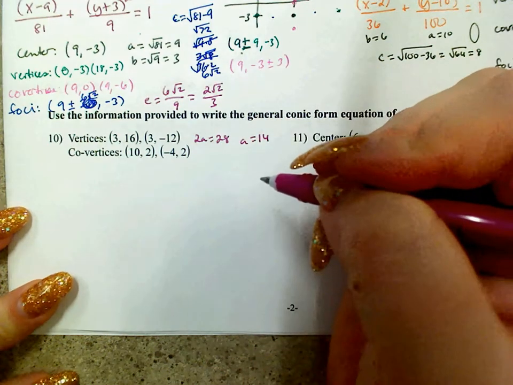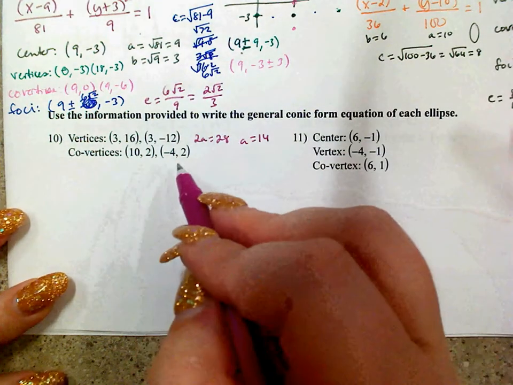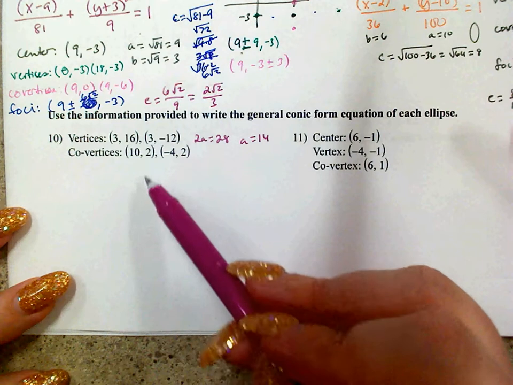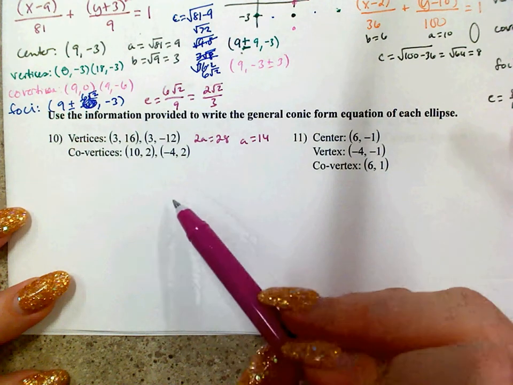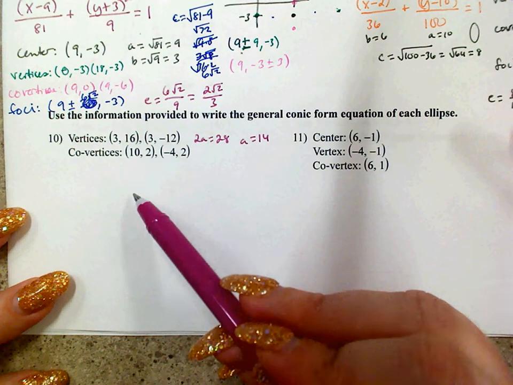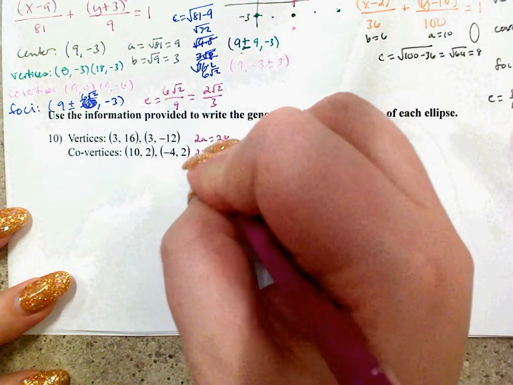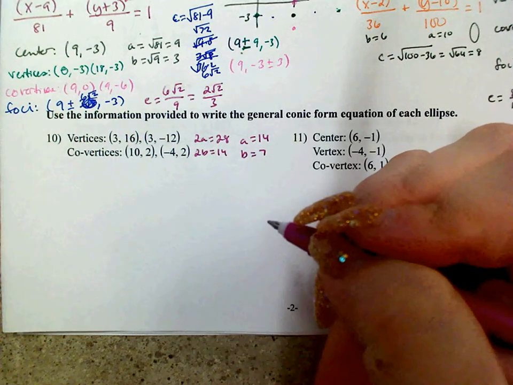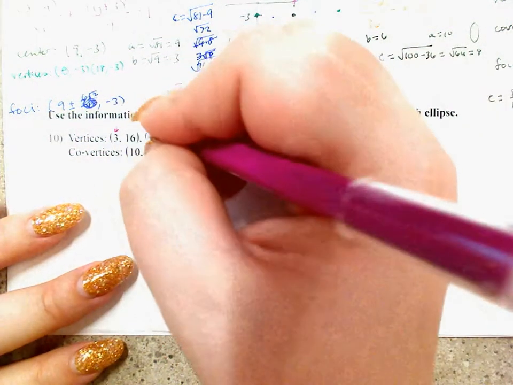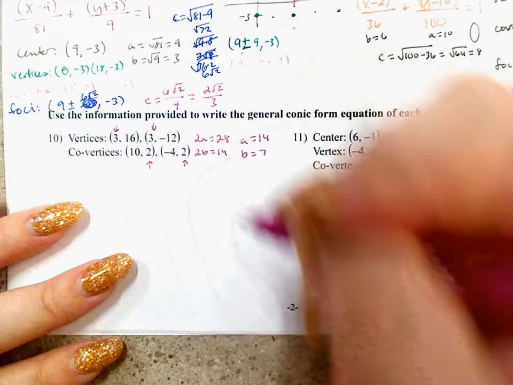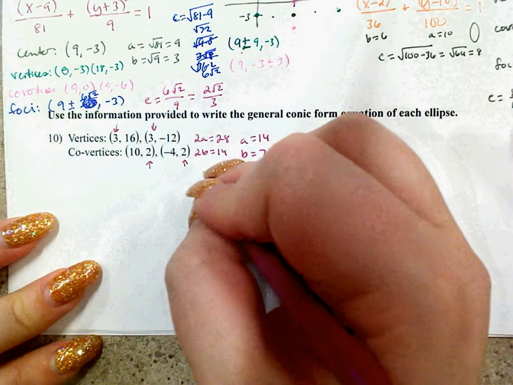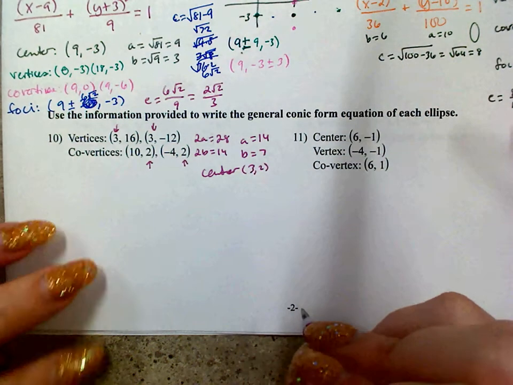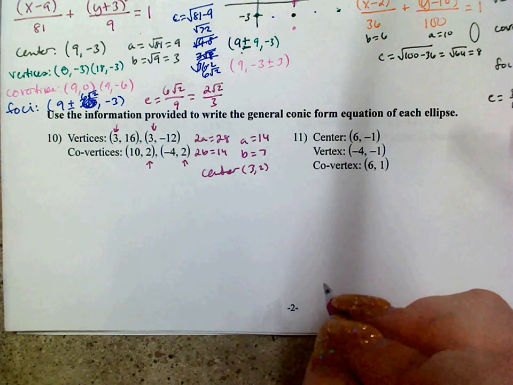On this one right here, my co-vertices, I'm going to the right 10, up 2, and to the left 4, up 2. That's a total distance of 14. So 2b equals 14, which means b equals 7. I also can tell that my center is (3, 2). So my center is the coordinate point (3, 2). And that's all I really need to write the standard form. So here we go.